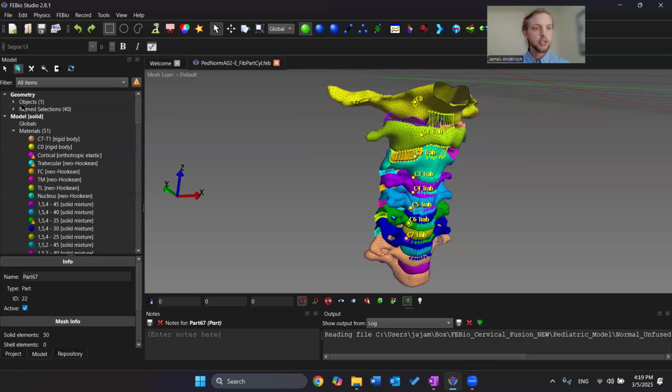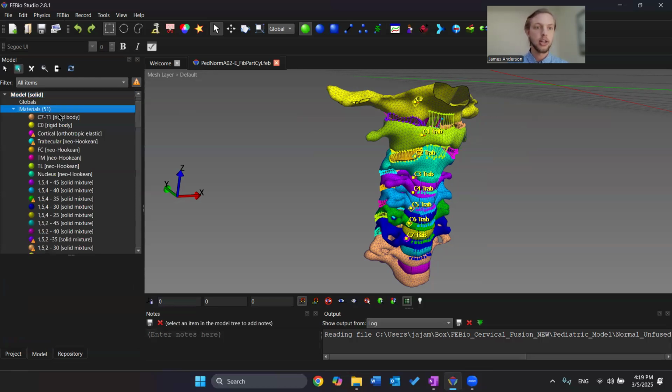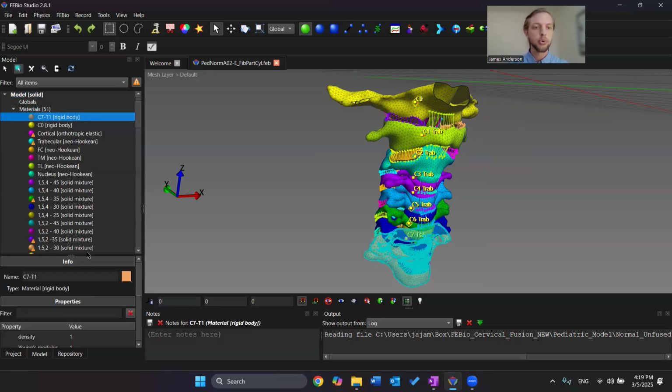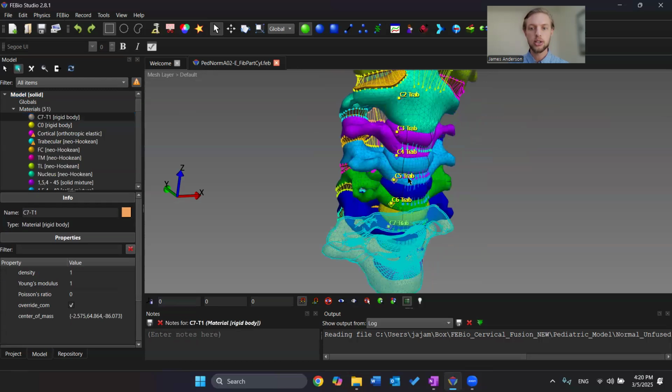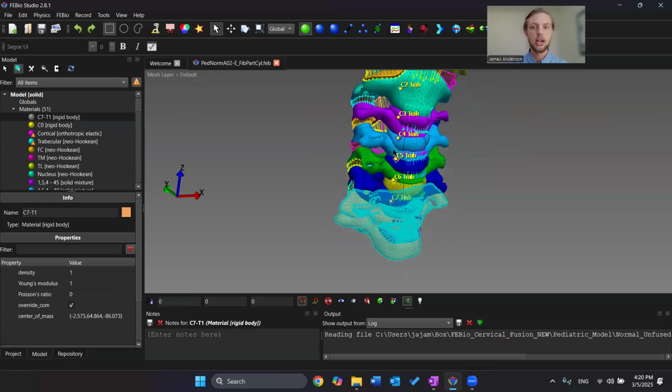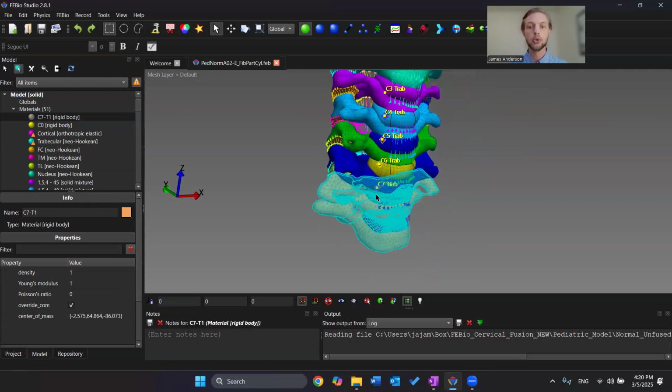Let's move on to the model itself. If we go to materials, this is very big, a very important part of what we do. We have a rigid body, C7 through T1. This is the base, and it is totally rigid. There will be zero deformation in this bone structure.